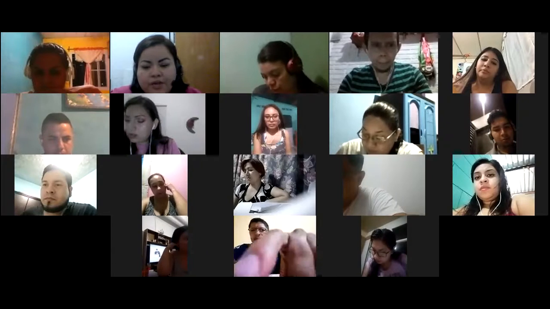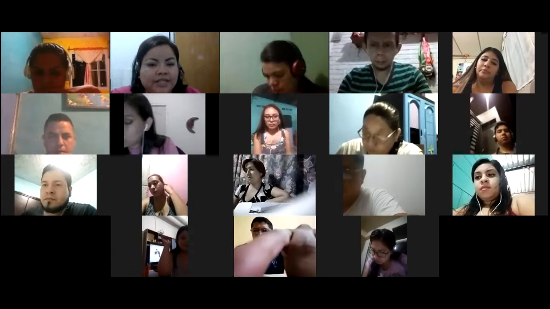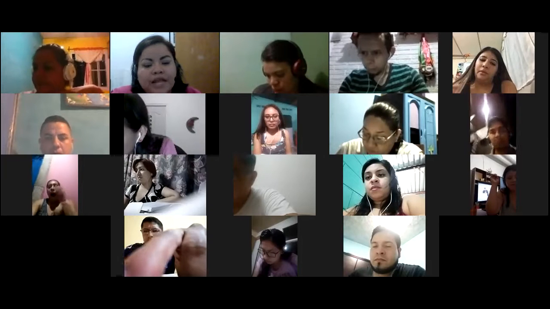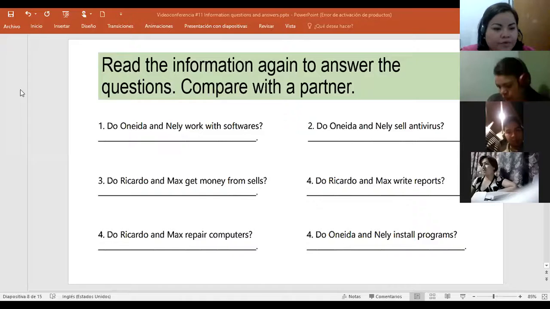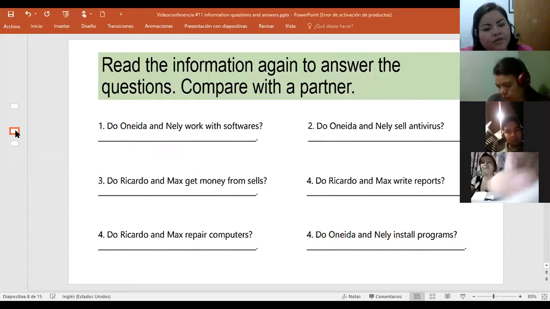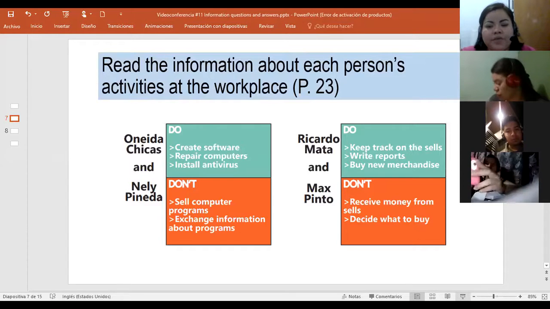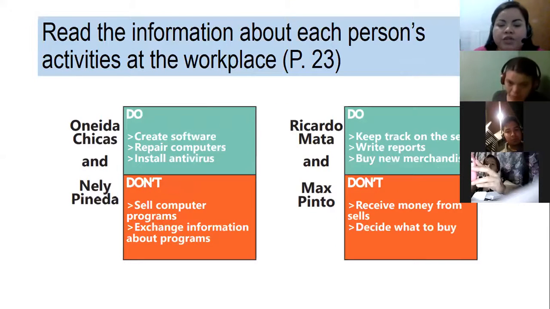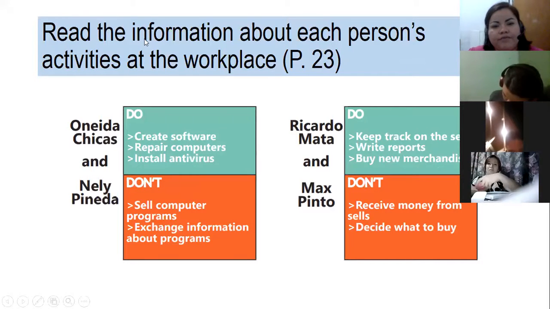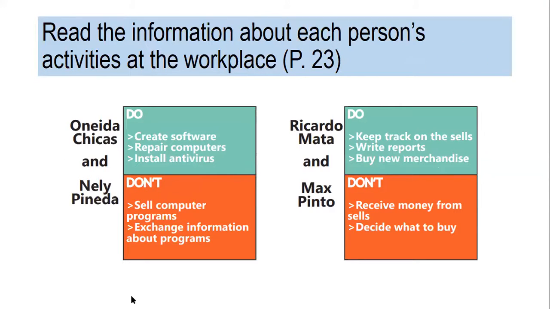We're going to continue here with the next activity. In the next activity, we are going to practice a little bit of reading. Okay. Can you see my computer? Yes. Okay. Very good. Now, in this activity, we're going to go to the manual on page 23. Mariela, can you please read the instruction right here? Read the information about each person activities at the workplace.